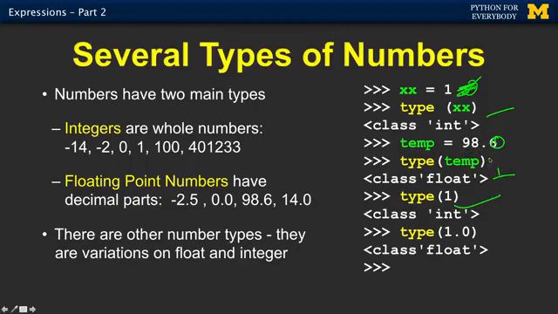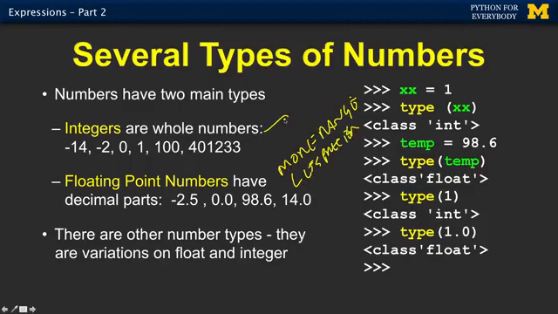They are represented internally differently. Floating point numbers have a greater range than integer numbers, but they're not always as precise as integer numbers. So floating point numbers have more range and less precision.